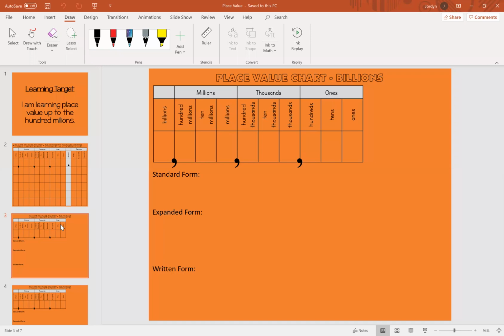Here is the place value chart. I'm going to draw on this in red. I'm going to make up a number, and I'm just going to go up to the thousands. So let's do 3,921. There are three different forms that we are going to talk about: the standard form, expanded form, and the written form. When we are talking about the standard form, that's just the plain old number. So my plain old number is 3,921.